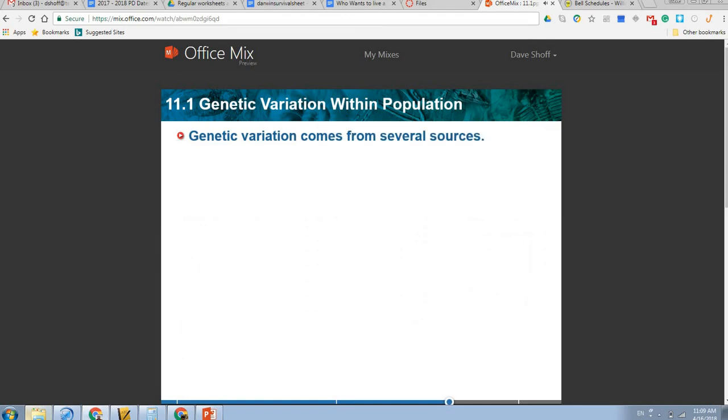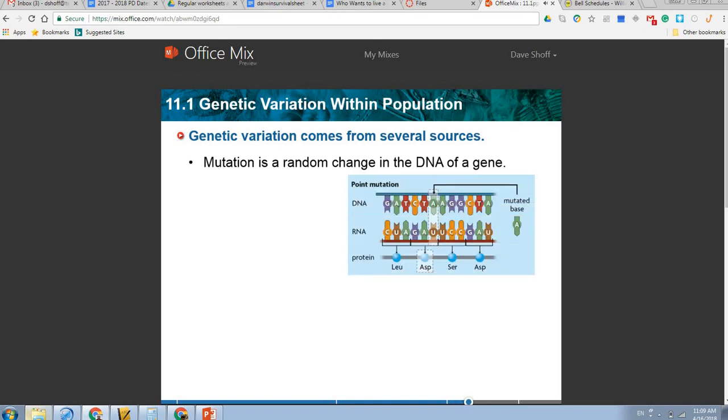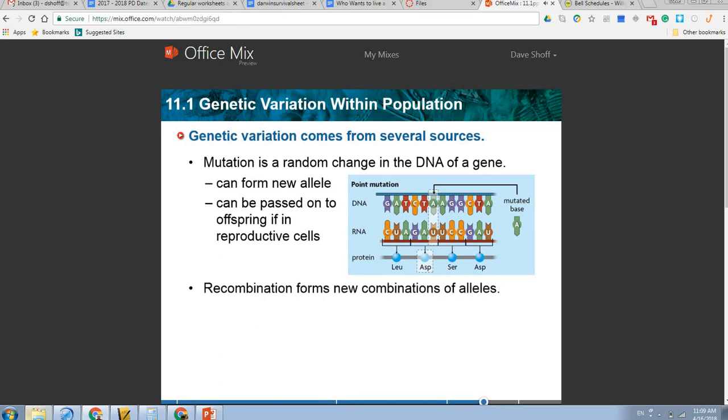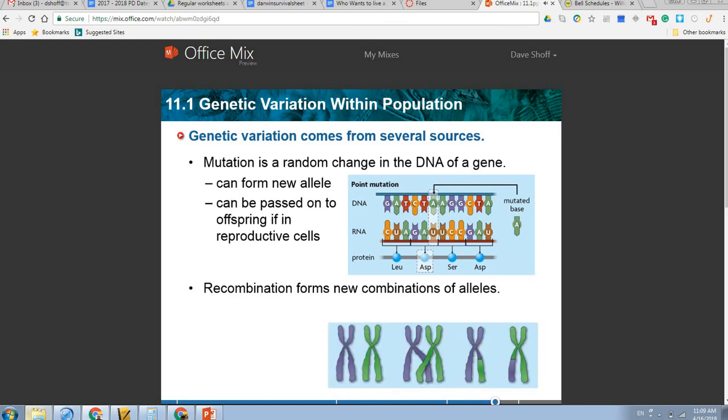So genetic variation comes from several different sources. Mutations can make a random change in the DNA of a gene. It can form a new allele that can be passed on to the offspring if it's in the reproductive cells. Recombination forms new combinations of alleles, so that'd be the crossing over that happens in meiosis.